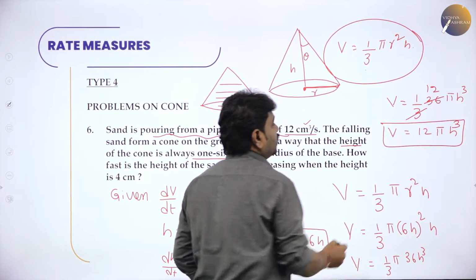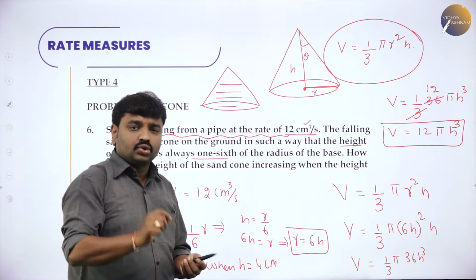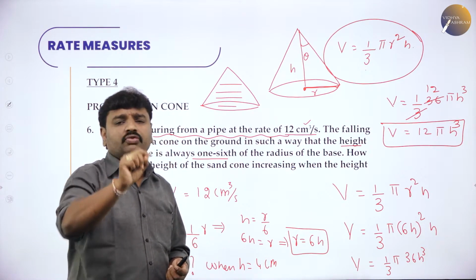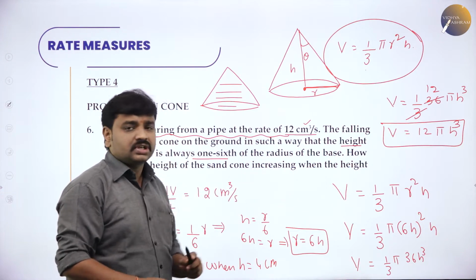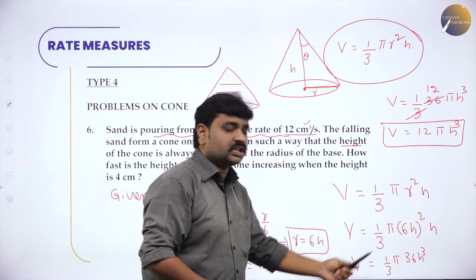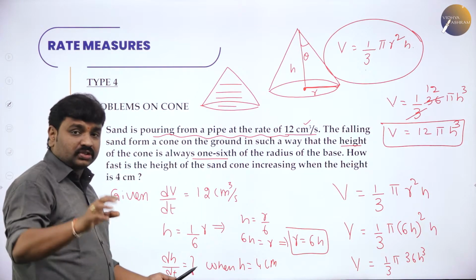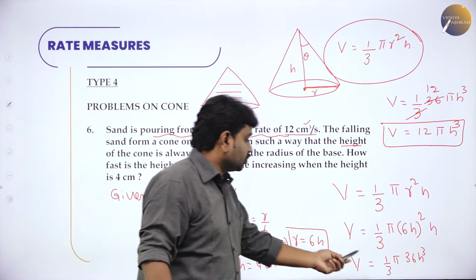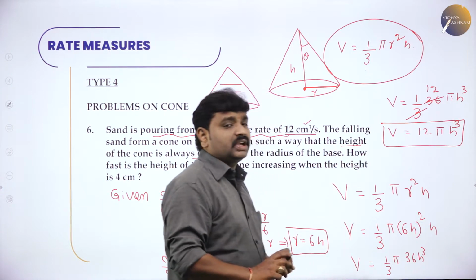So first I reduce the formula. First you should know the formula for cone. What is the volume of cone? 1/3 pi r square h. And what is r value? 6h. This is given in the problem. In place of r, put h, because they want rate of change of height. So that's why convert r in terms of h. So after you convert, you will get volume as 12 pi h cube.